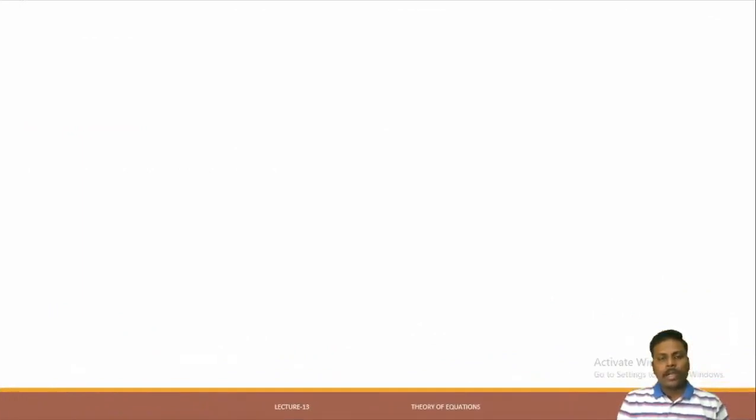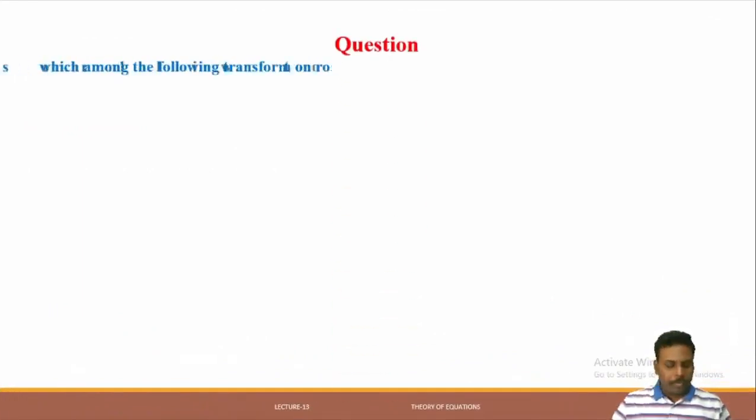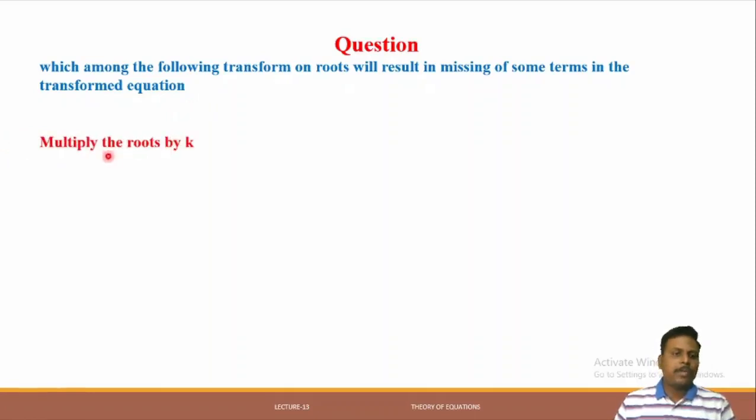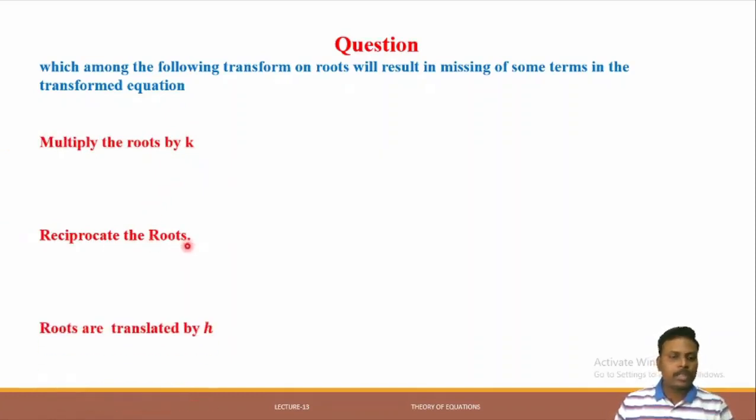Now, in this slide, we'll start with a question. Here is a question: which among the following transforms on the roots will result in missing of some terms in the transformed equation? The first one is multiply the roots by k. The second one is reciprocate the roots. And the third one is roots are translated by h. So let us try to answer this question.